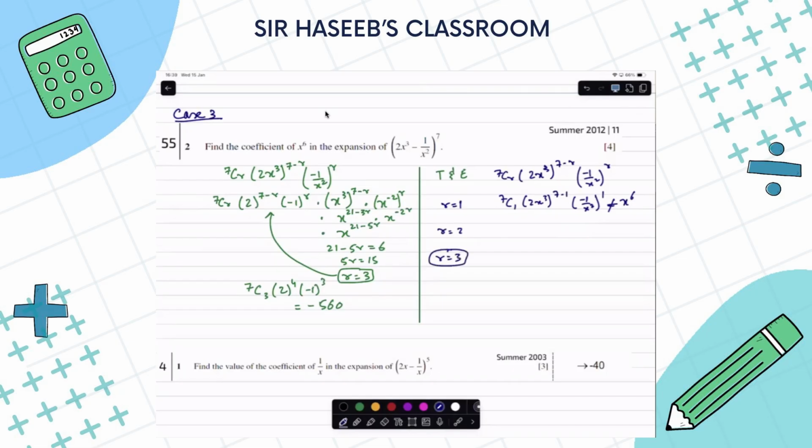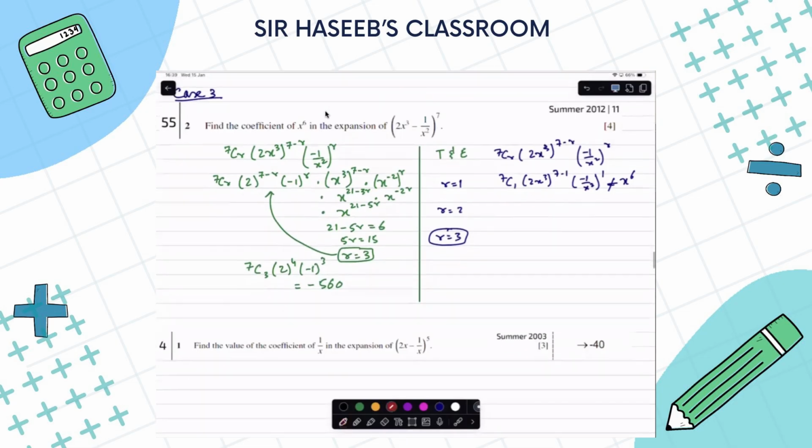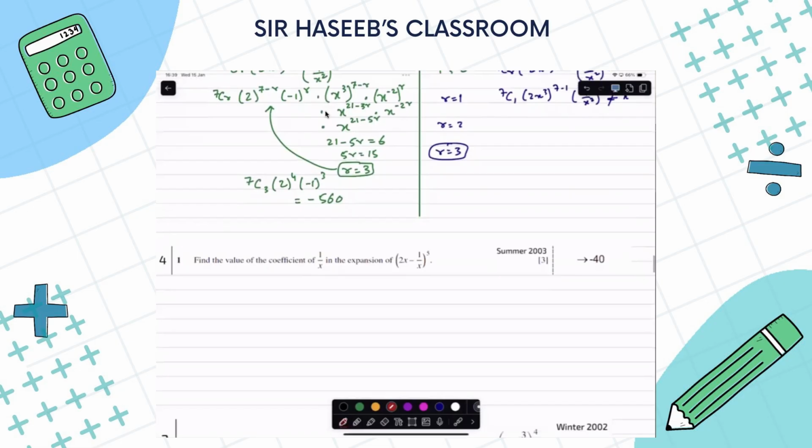But of course, this is not a good technique, because as the powers increase, maybe you will have to try 7, 8 times to get the answer. The working is going to be really long, and it's not a very good technique. So the technique we did on the left is basically how you should be doing it. So far, so good? Yes, sir. Okay.